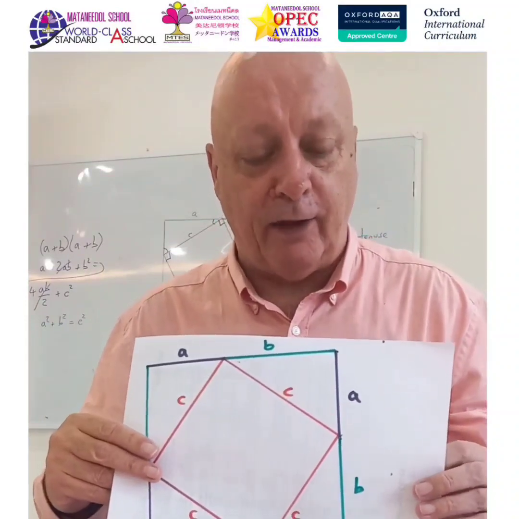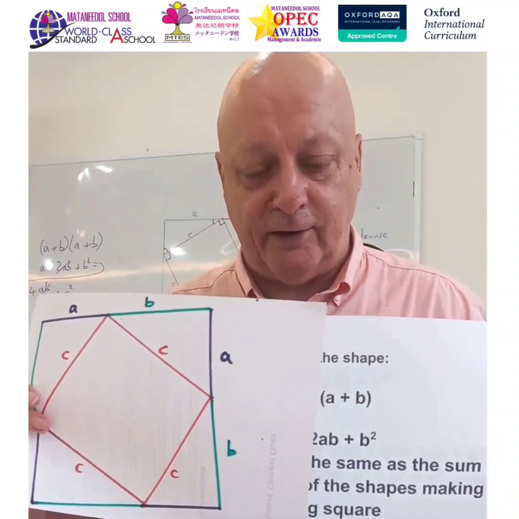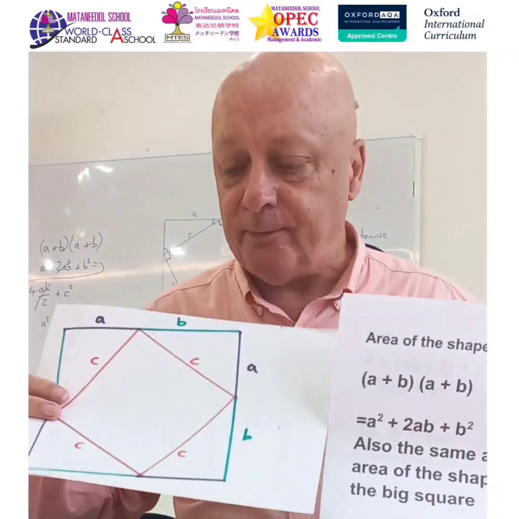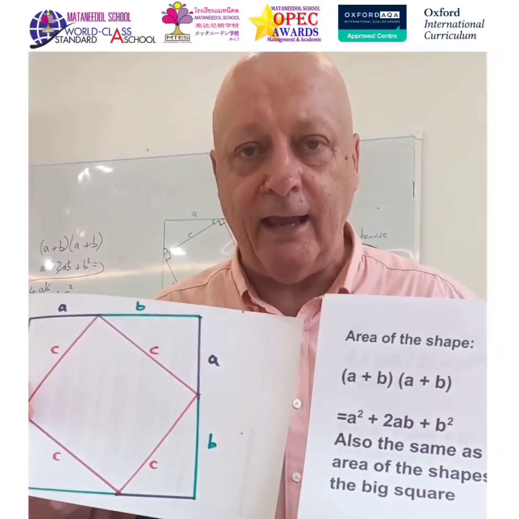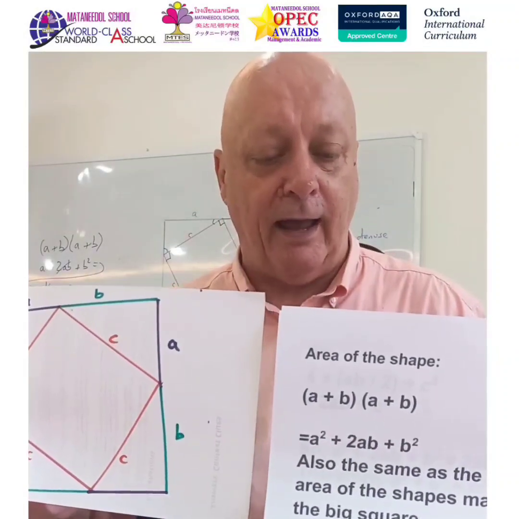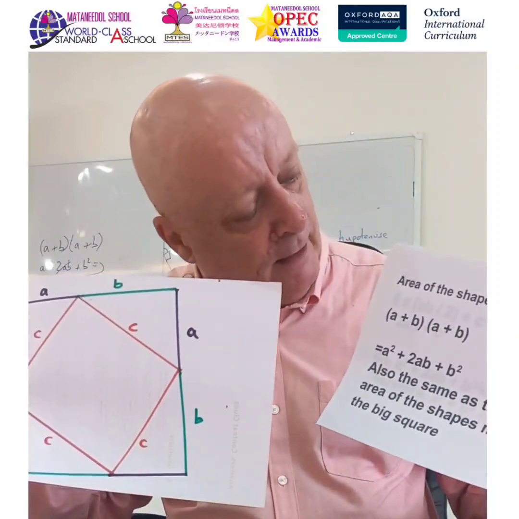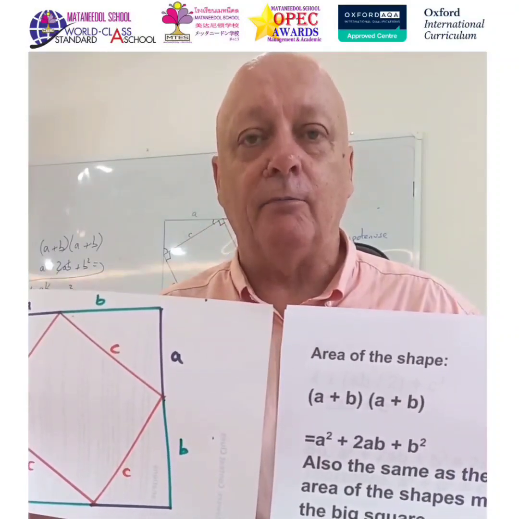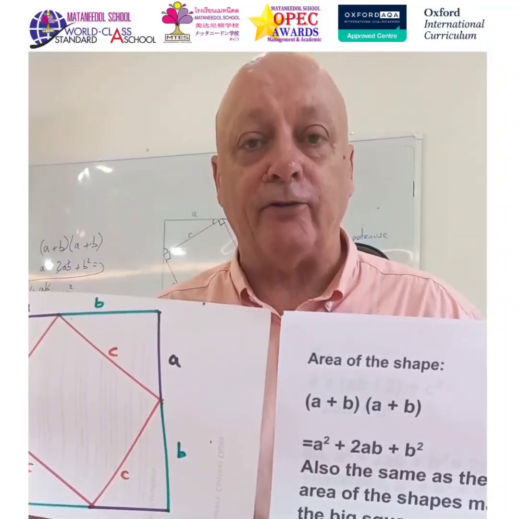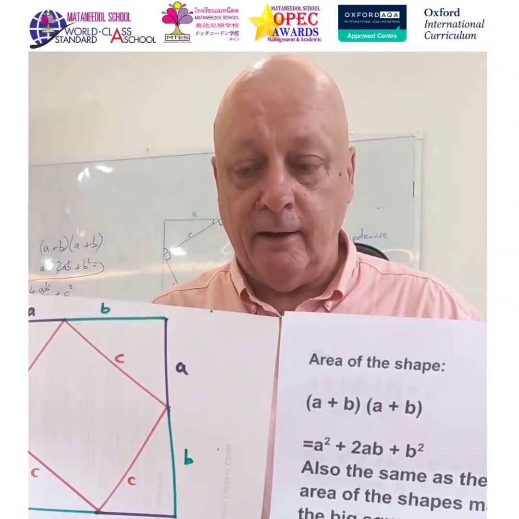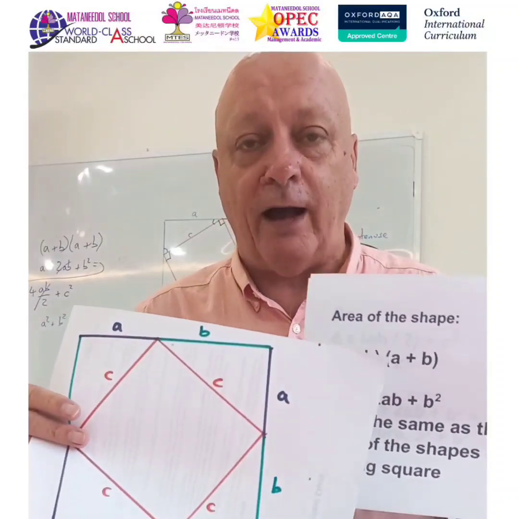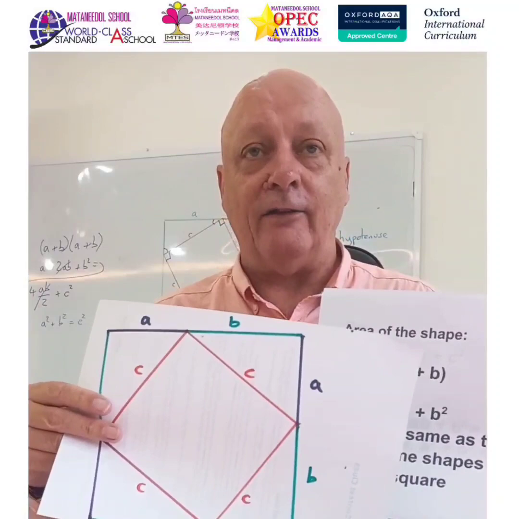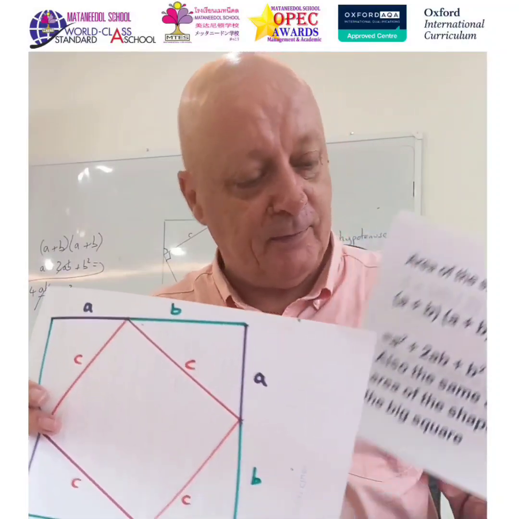And the proof to Pythagoras' theorem, I'm going to try and keep that there so you can see it at the same time. The area of the shape, the big square, is A plus B multiplied by A plus B. And that equals, if you expand those brackets, A squared plus 2AB plus B squared. Now at the same time you can also add up the four triangles and the big square to get the same answer.